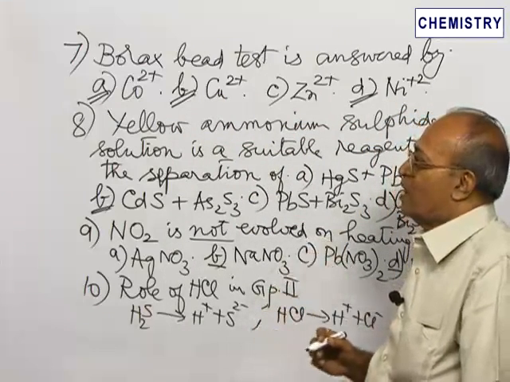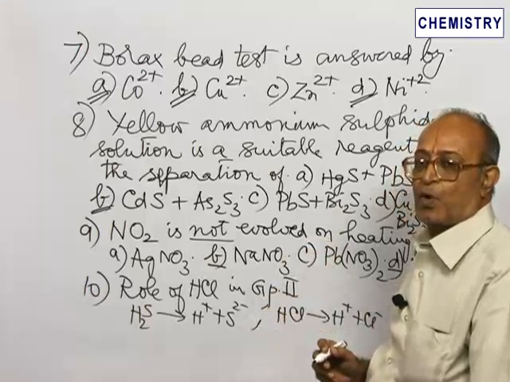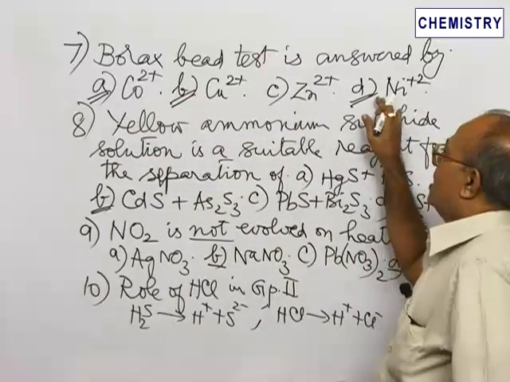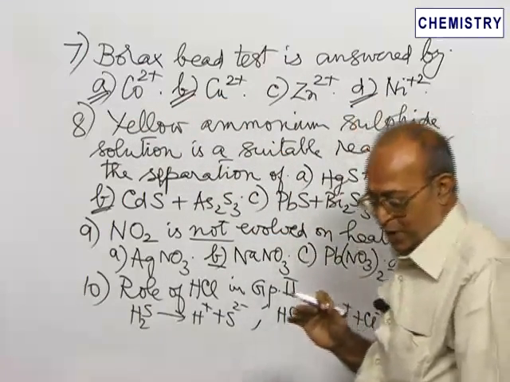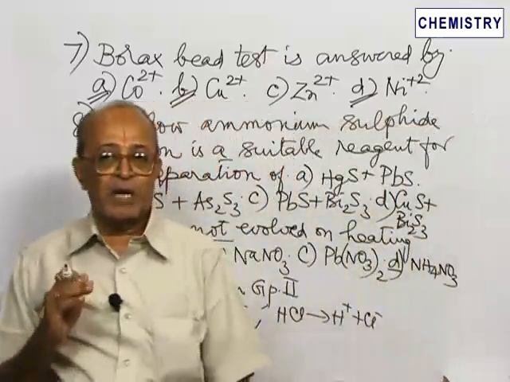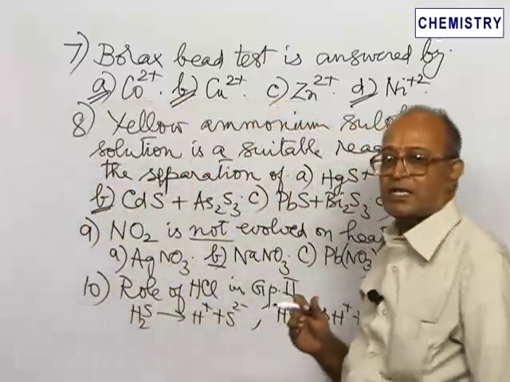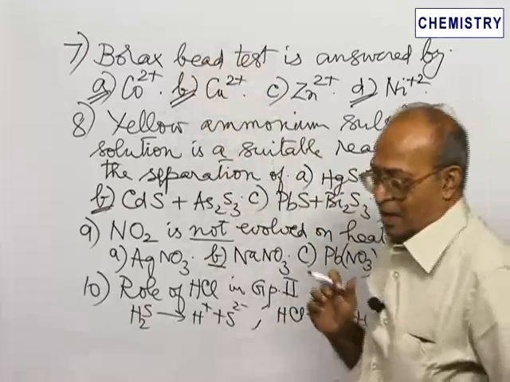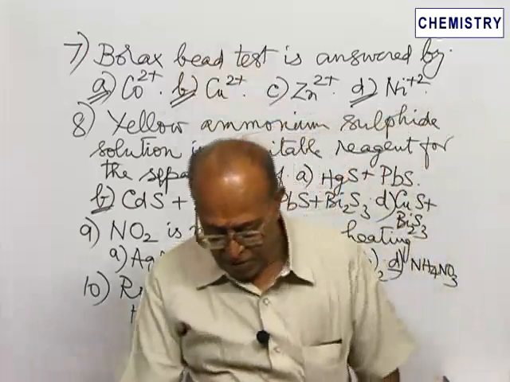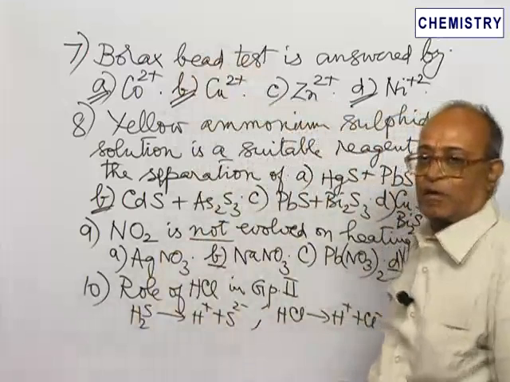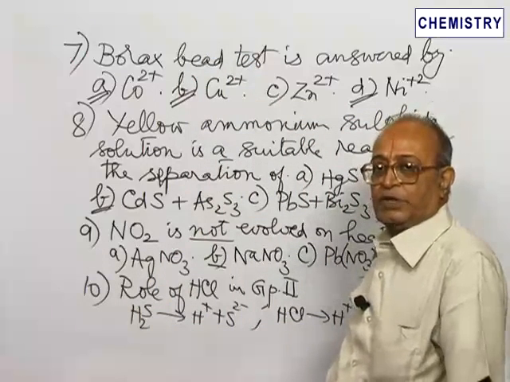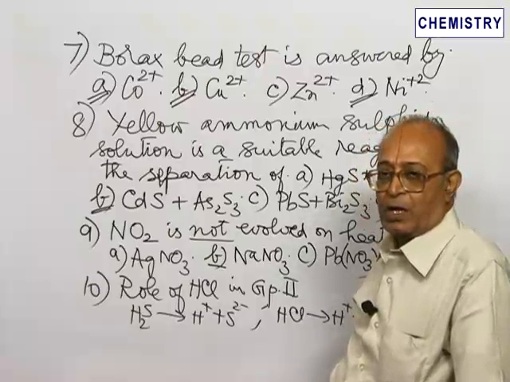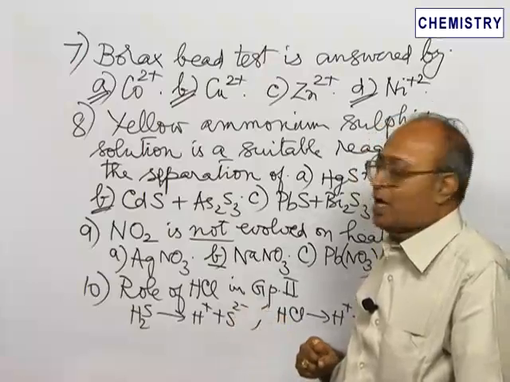And so for question number 7, more than one answer type, A, B and D, these are correct answers because these 3 form colored salts, and these colored salts will be answered by this borax bead test. All right. In the basic radical analysis, group 2, you pass hydrogen sulfide through the salt solution in presence of dilute hydrochloric acid.